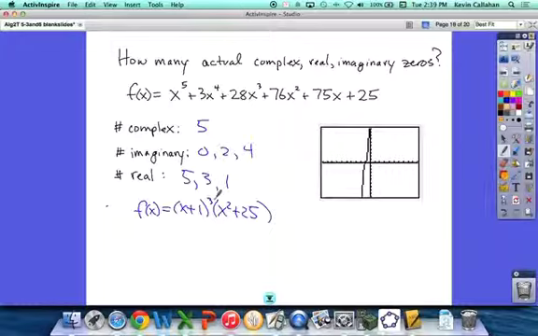It's easy like the last one, where we could see all the turns, so we were very sure. But a 5th degree polynomial could have up to how many turns in it? 4. And you clearly don't see 4 turns in that graph.